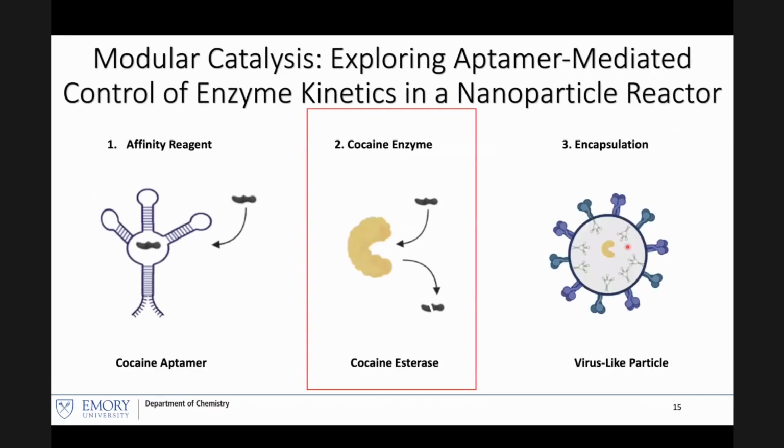So then once we characterized the aptamer, I want to note this was actually done in parallel. So we worked at Emory on the aptamer portion originally, and then the enzyme portion we worked on together with Georgia Tech, and then Georgia Tech did all of the packaging. So I'll get into that as well.